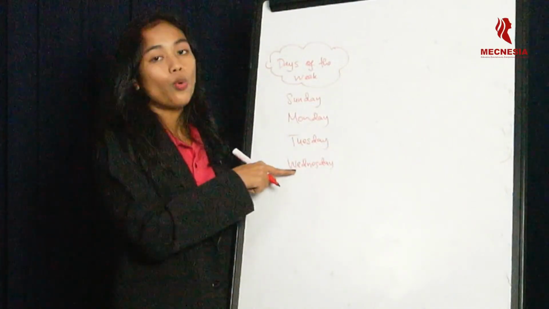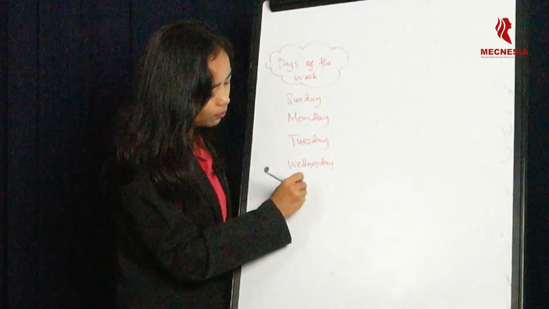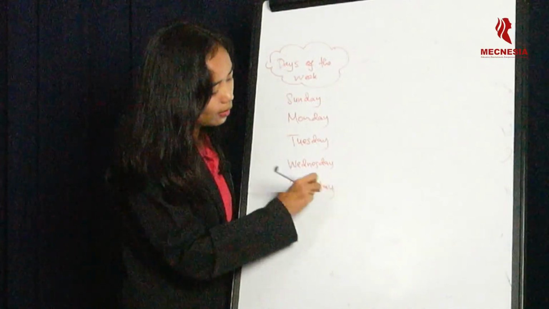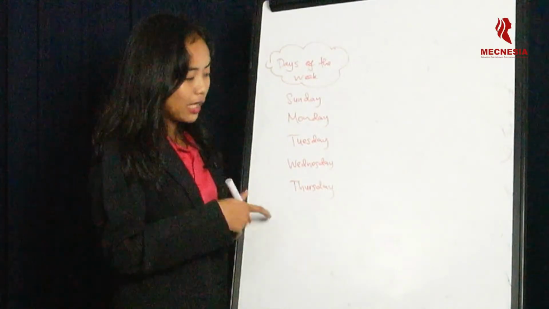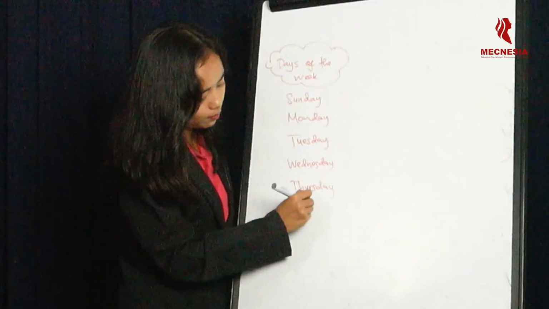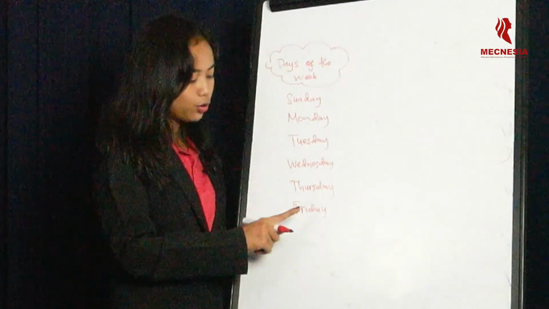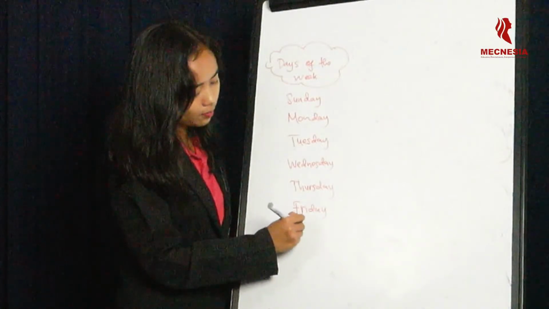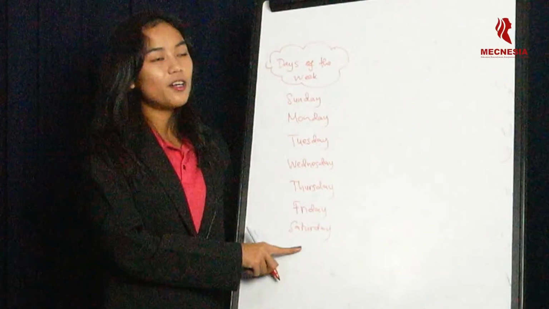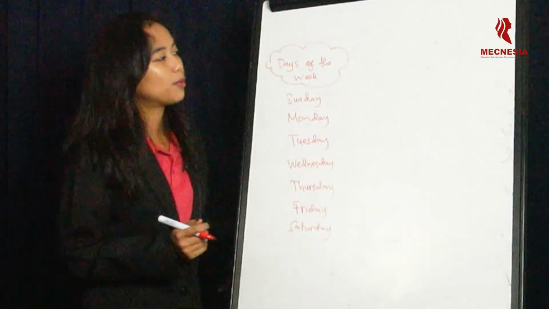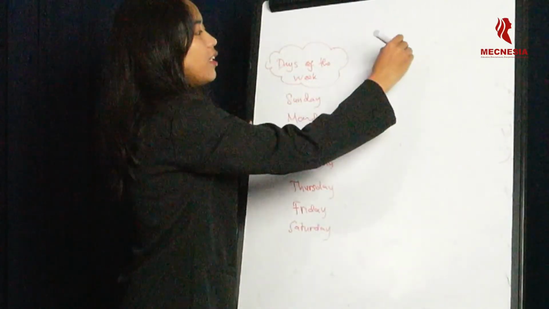Wednesday, Wednesday. Rabu. Thursday, Thursday. Kamis. Friday, Friday. Jumat. Saturday, Saturday is Sabtu. Next, let's talk about the month. Months of the year.